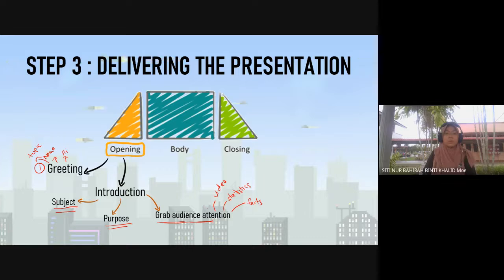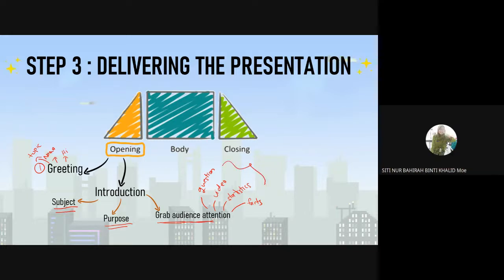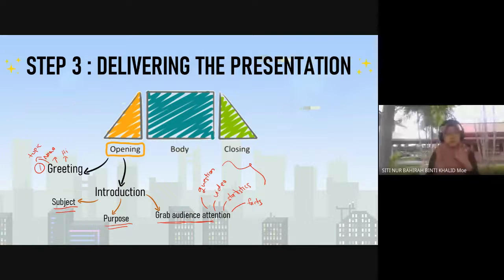You could also propose a question, a rhetorical question. Okay, so these are all examples of attention grabbers that you can use in your opening. So why do you need to have an attention grabber? Because you want to intrigue your audience, you want to actually draw their attention, and you want them to start thinking about your topic. So they're not just passively listening, you want them to actually think about it. Okay, so that is opening.